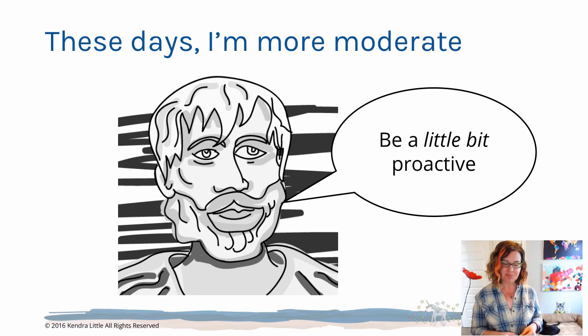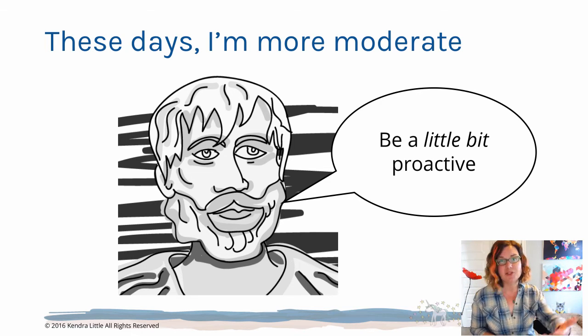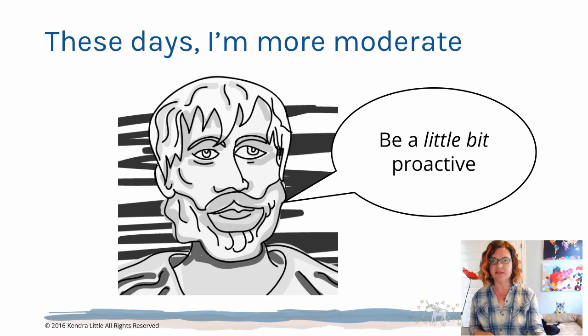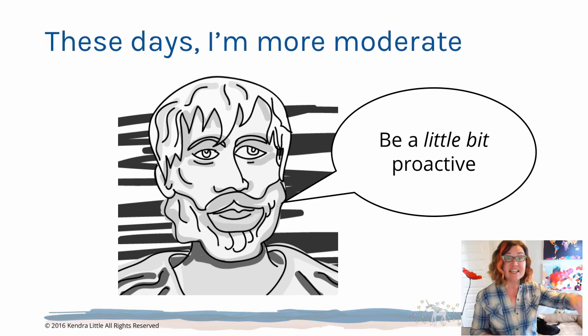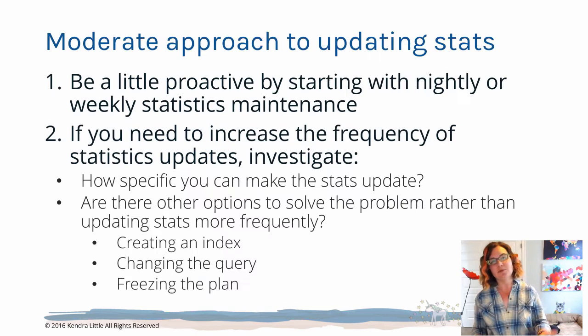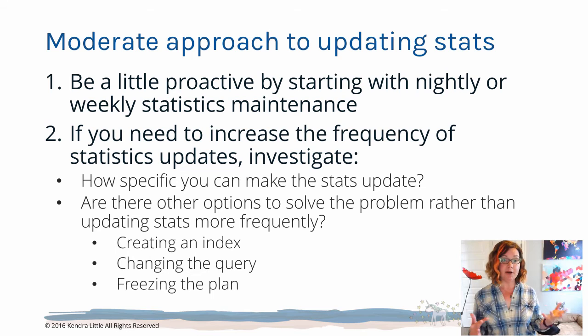These days I have come around to where Aristotle is, and I'm a little more moderate. I think you should be a little bit proactive when it comes to statistics maintenance, but you should try not to become too extreme with updating stats all the time, because just updating stats all the time is still so reactive, and you're just going to be frustrated and always chasing a problem rather than preventing the problem from showing up. So there's two parts really to this moderate approach.